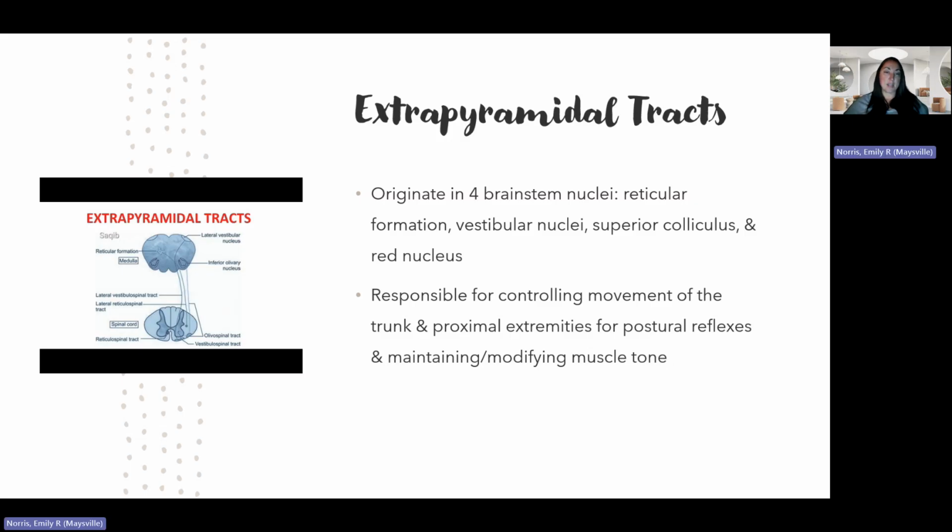Extrapyramidal tracts originate in four brainstem nuclei: the reticular formation, the vestibular nuclei, the superior colliculus, and the red nucleus. And these are all responsible for controlling movement of the trunk and the proximal extremities. They help with postural reflexes, and they help you maintain and modify muscle control.